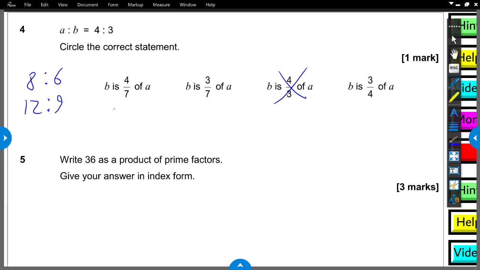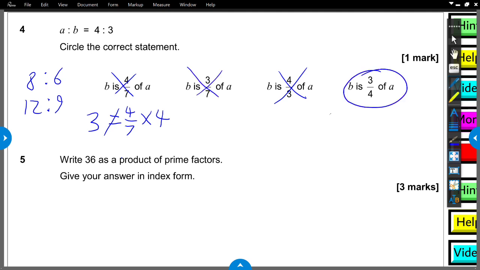So "of" basically means times. A, that's equal to 4. And B, that's equal to 3. Now if we were to times 4 and 4 over 7, we're not going to get 3. This just isn't true. So we can exclude this one. And we could do the same for this one as well. It's just not true. That leaves us with this one here.